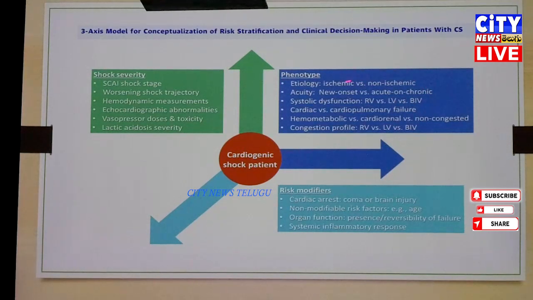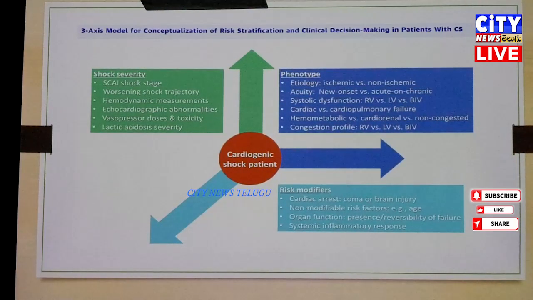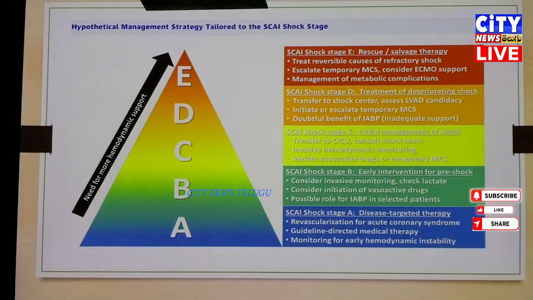Coming to the next thing, which is important and upcoming, the phenotype. We have to see the phenotype of the patient, wherein these parameters are included, which is the etiology. If the patient has cardiogenic shock as a result of ischemic cardiomyopathy, it is a worse prognostic factor, which is included in this 3-axis model. Any patient you get in the ICU, put this chart, triangle, and see whether the patient has a good prognosis or poor prognosis.